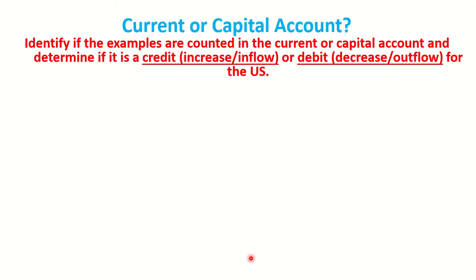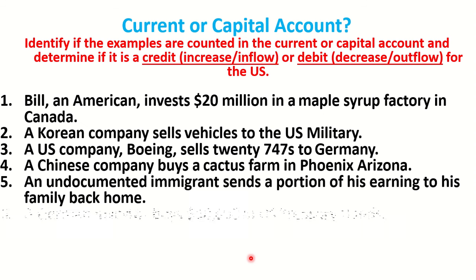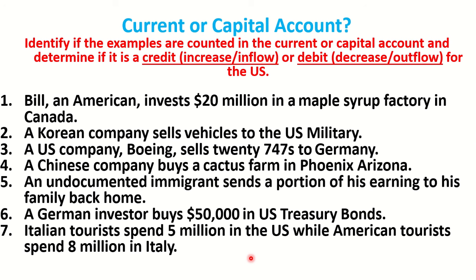All right, so current or capital account. What I want you to do is take a second and figure out, is this a current or capital account? And then identify, is it a credit or a debit? Meaning, is it an increase or an inflow of cash to the United States? Or is it a debit, a decrease or outflow of cash from the United States? Okay, so pause the video.